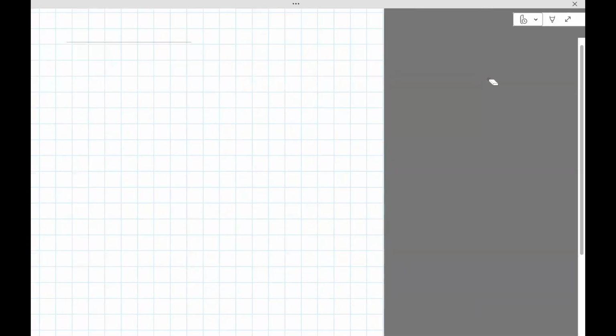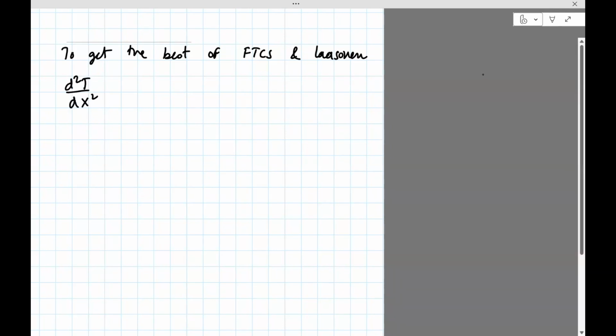So the last thing I would say is to get the best of FTCS and Laasonen. I think FTCS is fast but not stable. Laasonen is slow. Here's something which doesn't have the problem of stability because it has implicit, but it doesn't have the slowness of Laasonen, so it's faster.